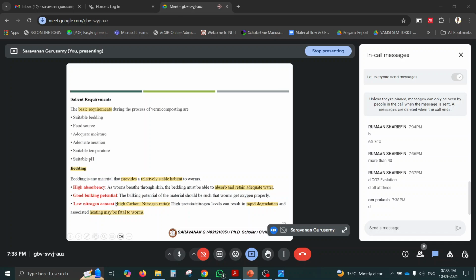Why low nitrogen? If nitrogen is higher, then all the carbon will be taken, because 30 carbon will require 1 nitrogen. If there are 2 nitrogen, then 60 carbon will be taken. So there will be rapid degradation, so heat will be evolved. So it will reach around 70 degrees. All the worms will die. So low nitrogen content, good bulking potential for the movement of worms, and high absorbency are required. Then only the oxygen supply will also be proper. Aeration will happen.